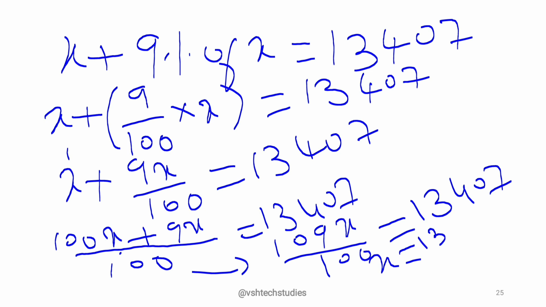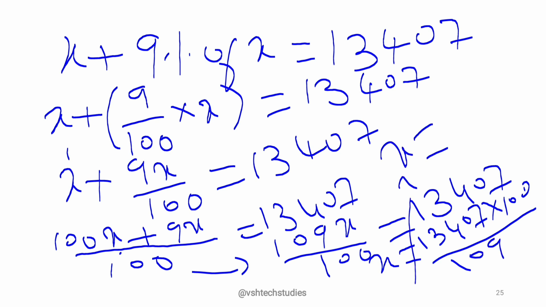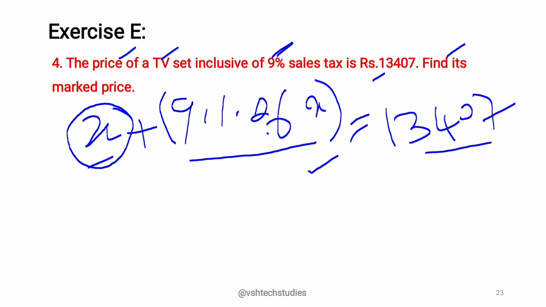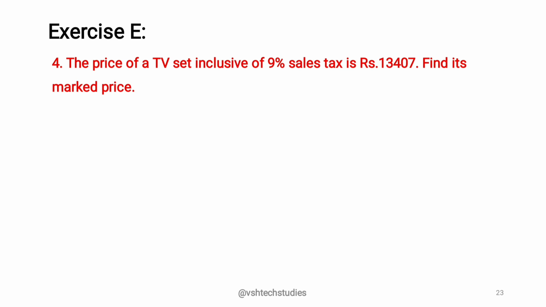So this becomes 13,407 as it is, multiplied by 100. So 109 goes to the denominator, and this gives x equal to 13,407 into 100 upon 109. This gives x equal to 12,300. That is, the marked price of the TV is 12,300. Coming back to the problem, if we write the steps involved in the solution systematically, solution.